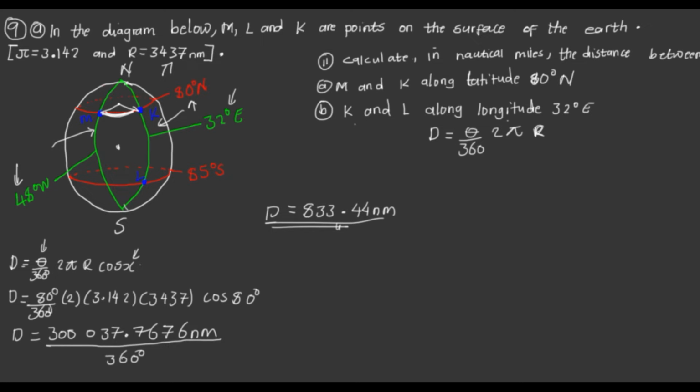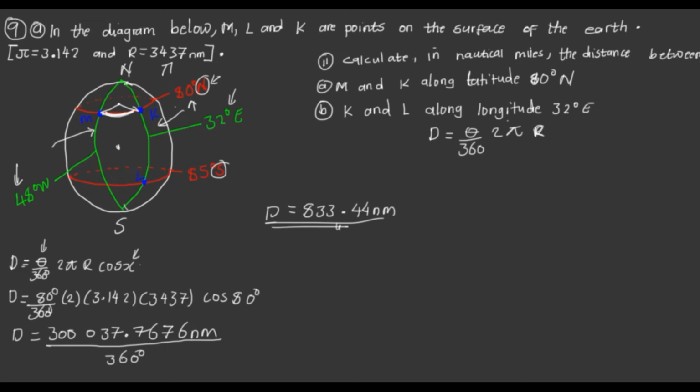But what we need to do is find the difference in latitude. If you are calculating the distance along longitude, find the difference in latitude. So let's look at the latitude for K. The latitude for K is 8 degrees north. Then the one for L is 85 degrees south.